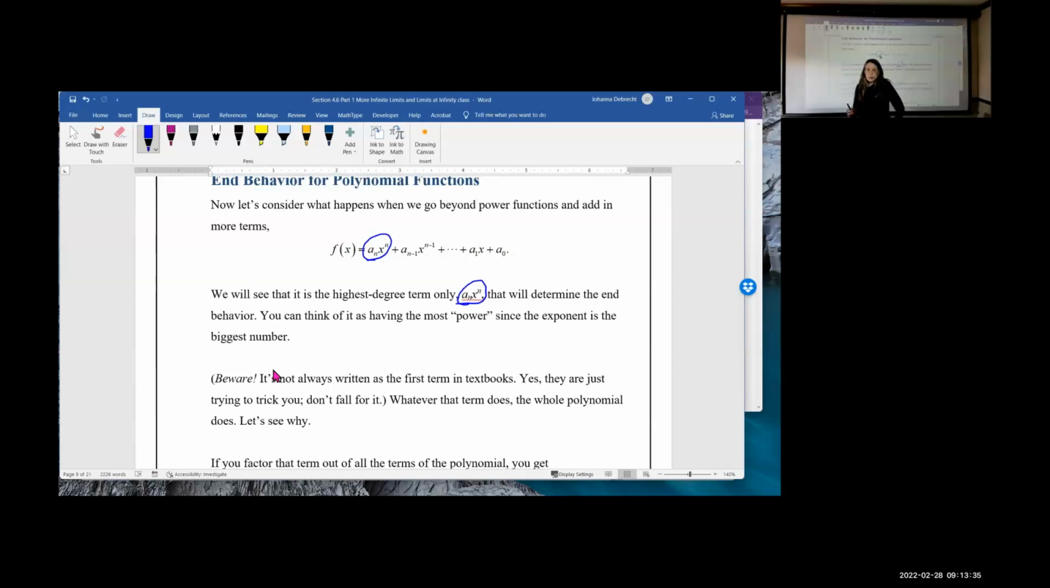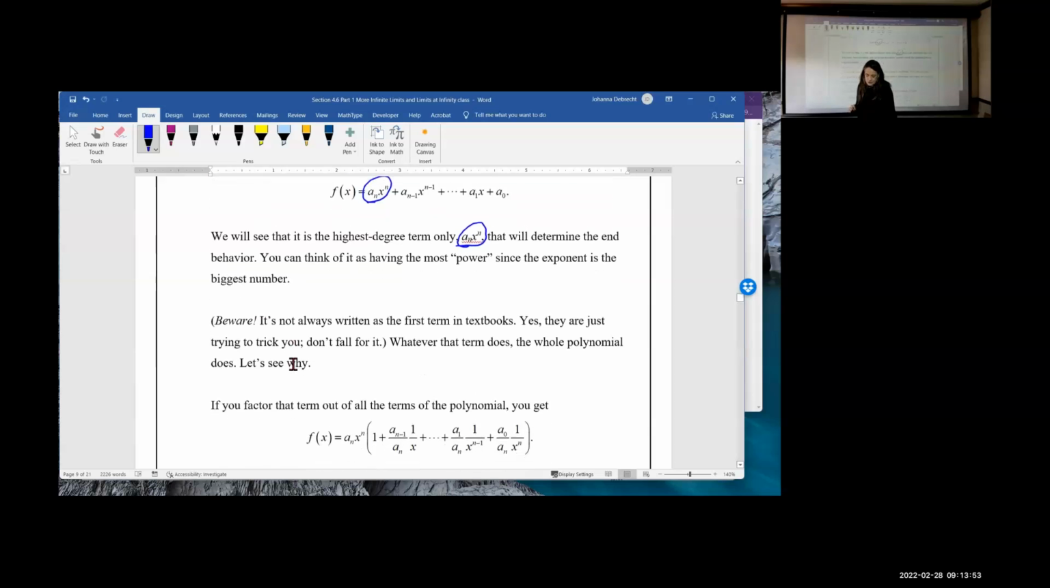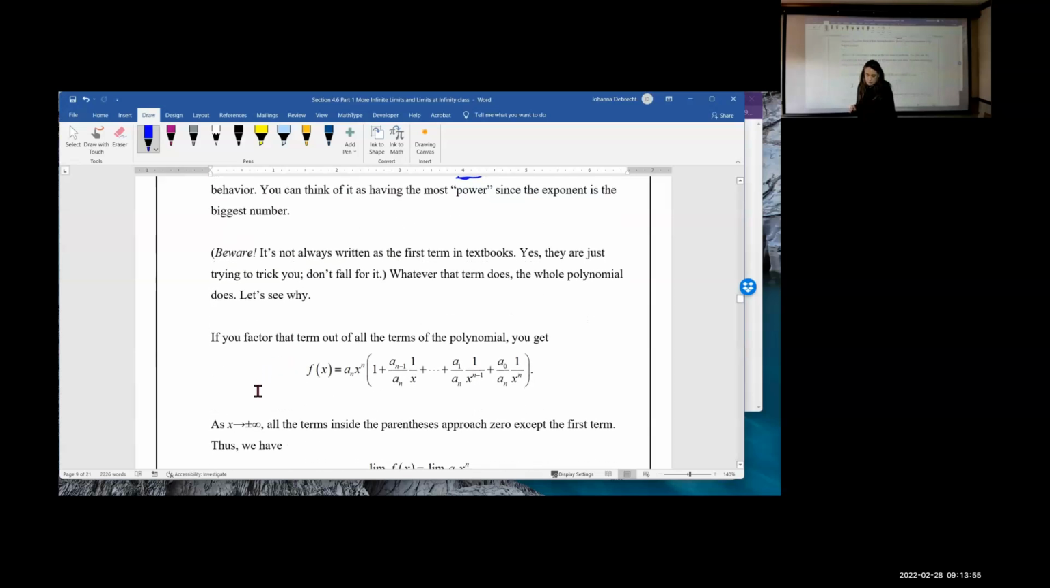Now, in textbooks, it may not be the first term written, so be careful about that. They may write it as the second term, but don't be fooled. Go through your list and find the variable x with the highest power on it. That is the highest degree term. All right. So yes, they're just trying to trick you, so don't fall for it.